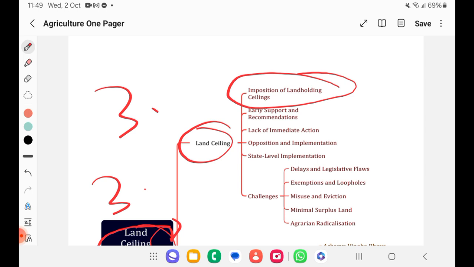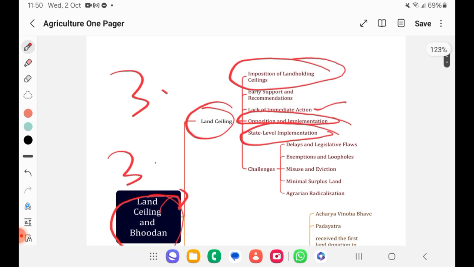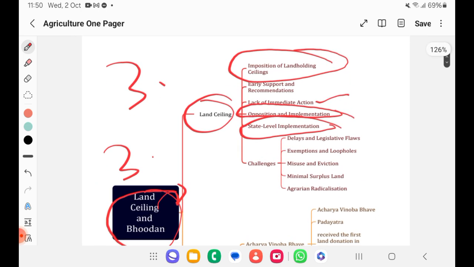Lack of immediate action. They supported it, but there was a lack of immediate action. Opposition and implementation, state-level implementation was there, so there were challenges here also. Then delayed legislation, flaws, exemptions, loopholes, misuse and evictions, minimal surplus land, agrarian radicalization, all these were there.